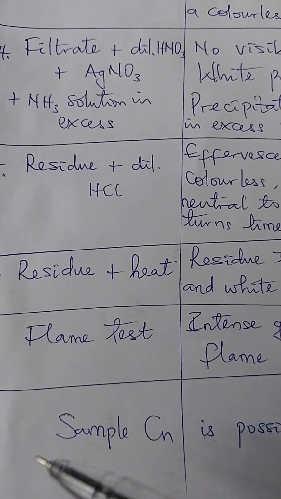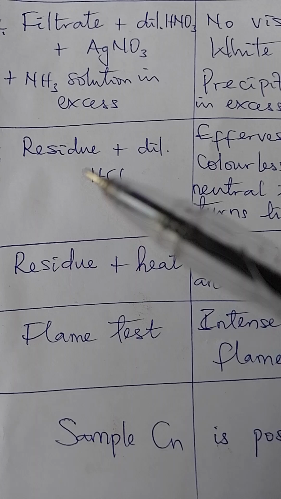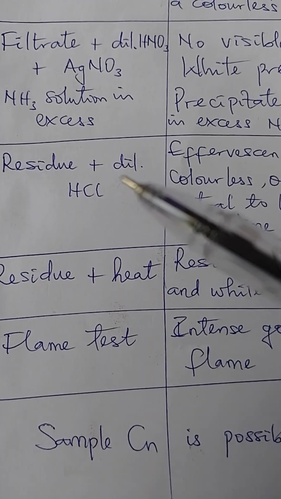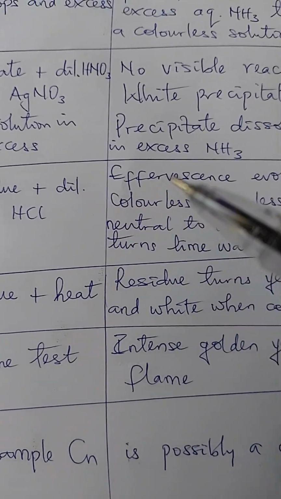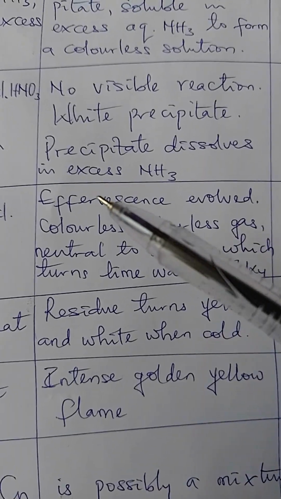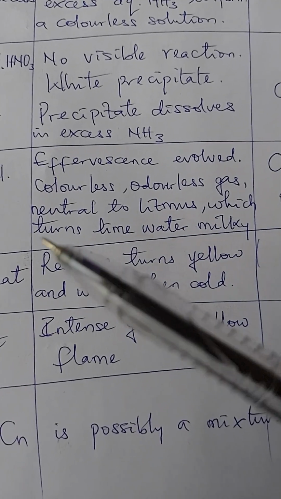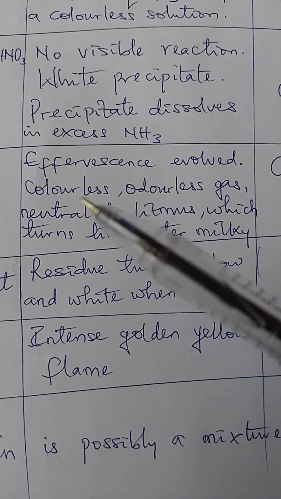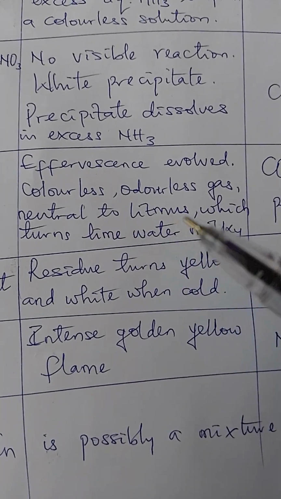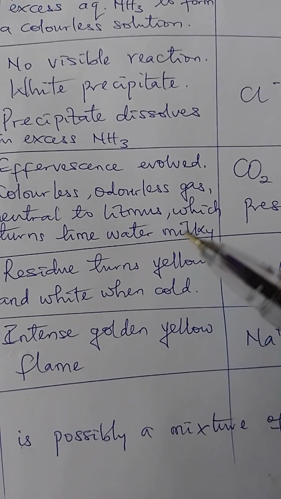And from the residue, you could be asked to get a portion of the residue and mix it with dilute HCl. So if you do that, you are going to discover an effervescence, or you see bubbles, all right, we call it effervescence evolved. And when effervescence evolves, what does that mean? It means there's a gas. And what type of gas is that? You observe a colorless, odorless gas, which is neutral to litmus, and it turns lime water milky.